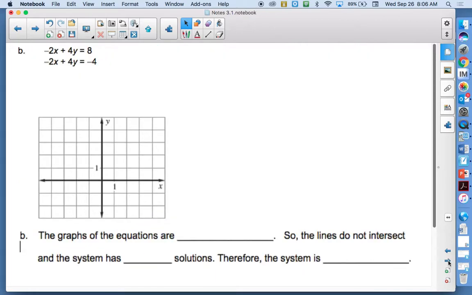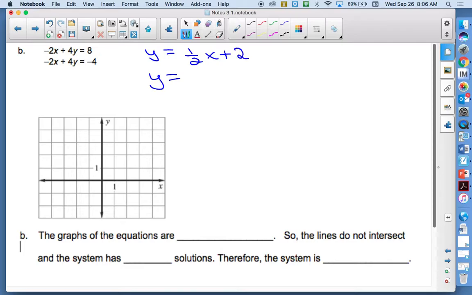The second one, does anybody have these solved in y equals form? Odette, what do you have? The first one is y equals 1/2 x plus 2. And then the second one? Y equals 1/2 x minus 1. Nice. So if you look at the slopes, if the slopes are the same, the lines are parallel when the y-intercepts are different. So same slopes mean parallel lines, but the y-intercept's different. That makes them then not the same line.